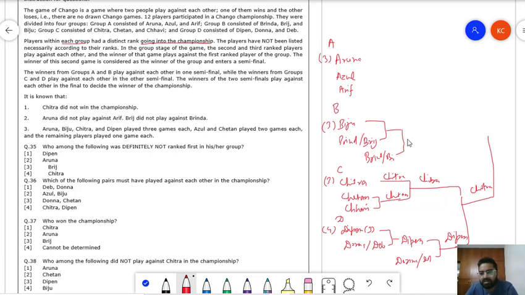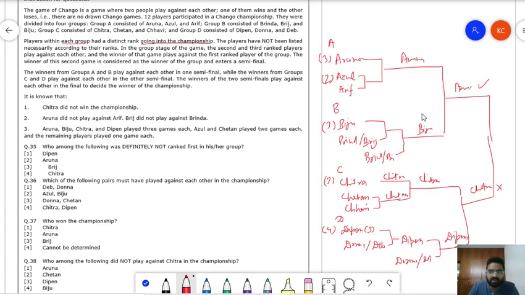And then Bridge will go to the next round, sorry Biju. Okay, here Azul has played two games, so what will happen is these two will have a match, then Azul will play against Aruna, and Aruna will move to the next round, because of her first game, second game and this third game, right. Now Chitra did not win, so obviously Aruna wins, we know all the games, that is done.